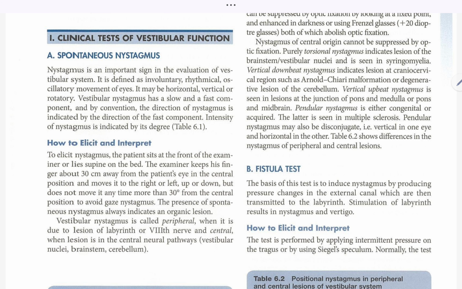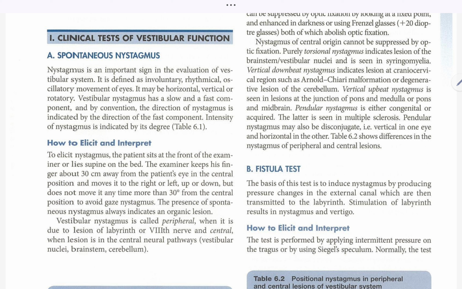How to elicit and interpret? To elicit nystagmus, the patient sits in front of the examiner or lies supine on the bed. The examiner keeps his finger about 30 cm away from the patient's eye in the central position and moves it to the right or left, up or down, but does not move it at any time more than 30 degrees from the central position to avoid gaze nystagmus. The presence of spontaneous nystagmus always indicates an organic lesion.